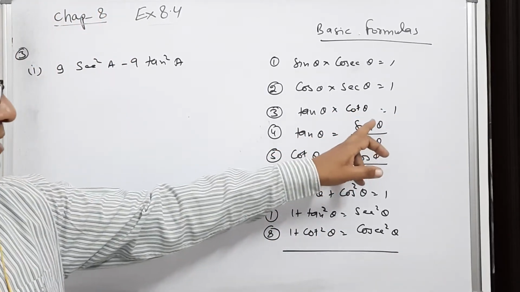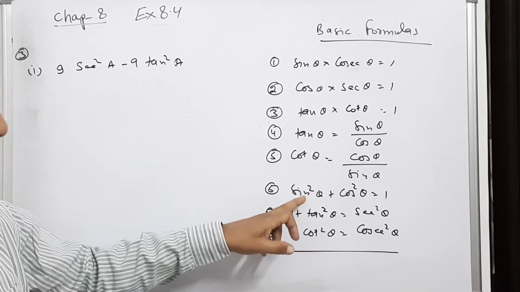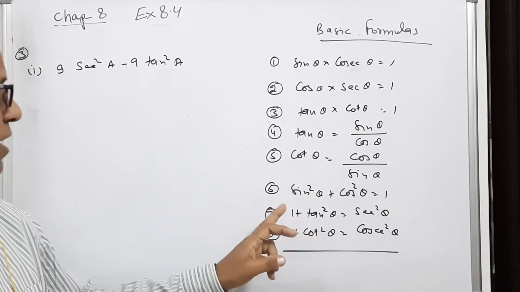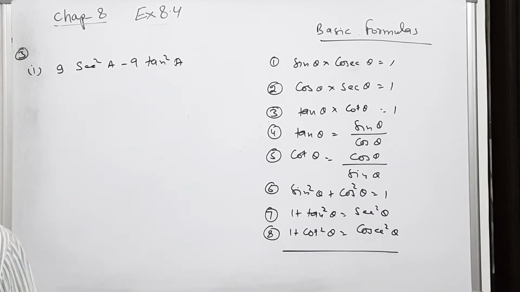Tan theta can be sin upon cos also. Cot theta can be cos upon sin also. Sin square plus cos square is 1. 1 plus tan square is sec square and 1 plus cot square is cosec square. Now in the coming problems, we will make use of these identities. I have sent you a very nice image of these formulas, with every formula multiplied by 3, so that it will be more clear. These are the basic formulas.